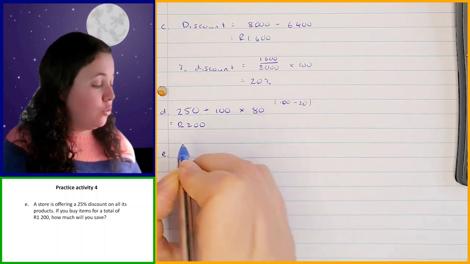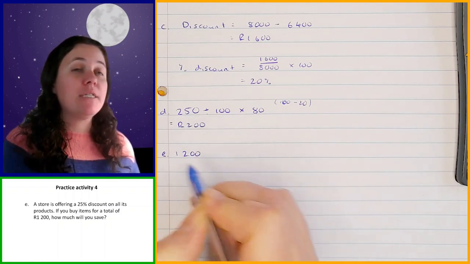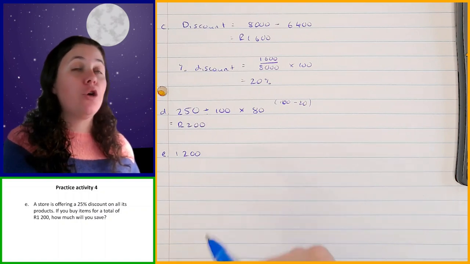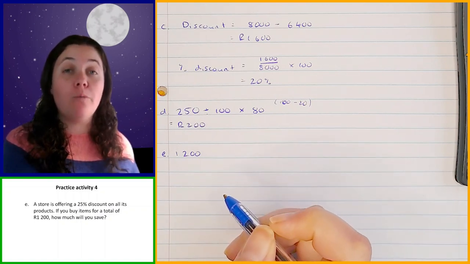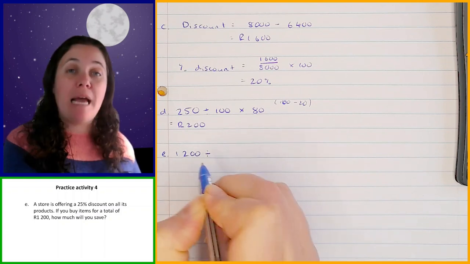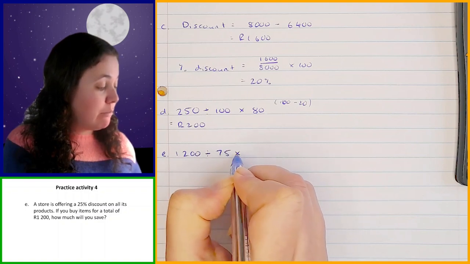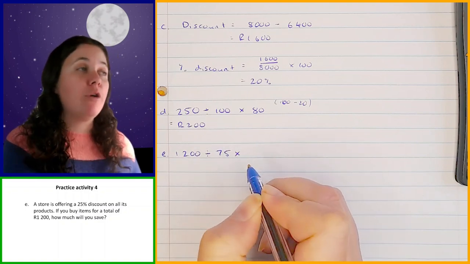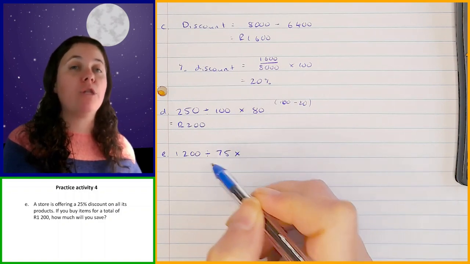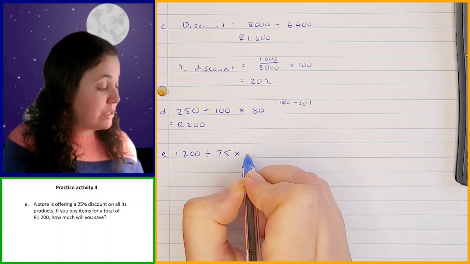Okay, so first of all, we're taking the 1,200, which is the amount that we are paying. And this is the discounted amount, okay? So this is only 75% of the normal price. So we are going to take that and divide by the percentage we have, which in this case is 75%. And then we're going to multiply by the percentage we want, which is 25%, because we want to know how much we're going to save. We don't want to know what the original price was. We want to know the amount that we're saving, which is 25%.